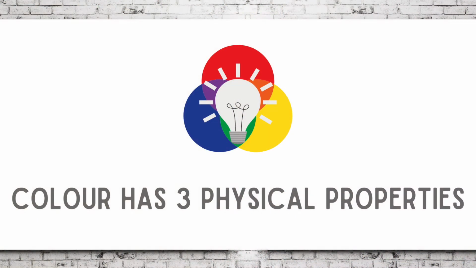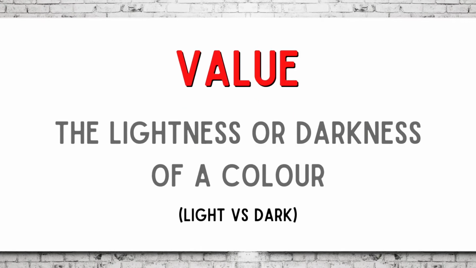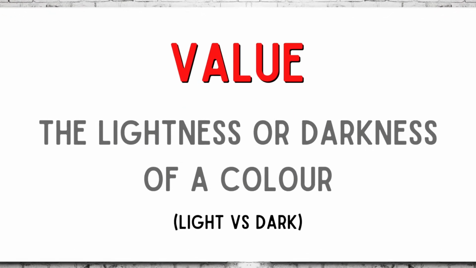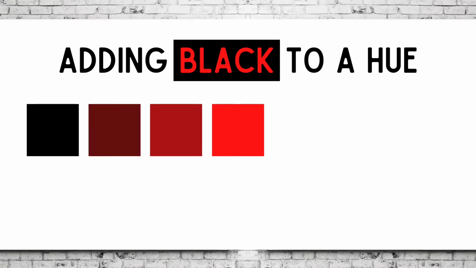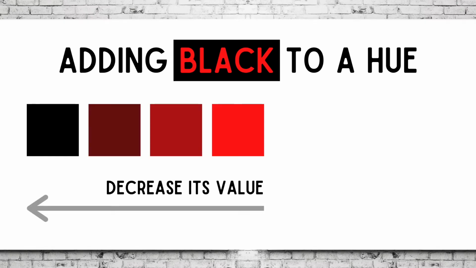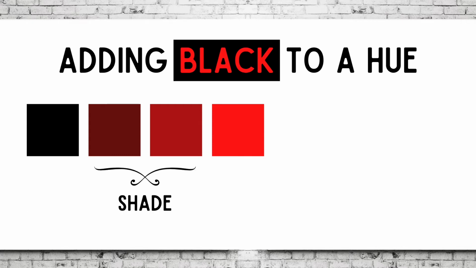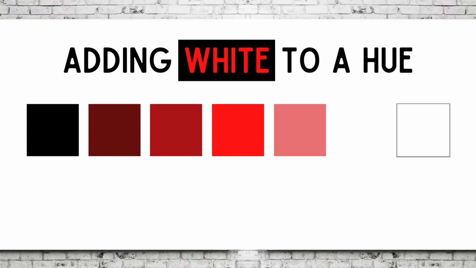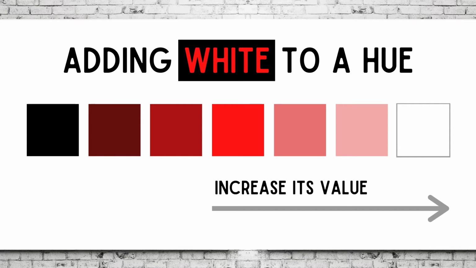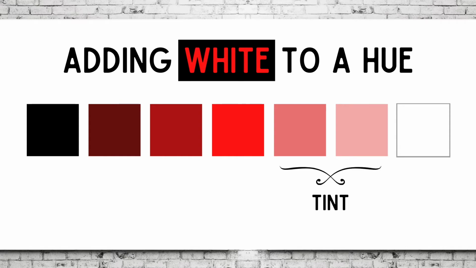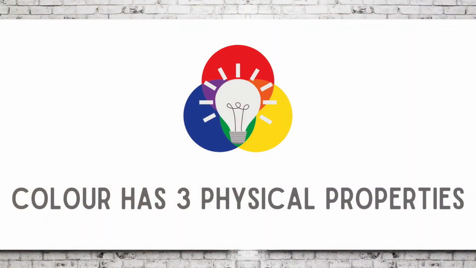The second property of color is value. Value is the lightness or darkness of a color. When we add black to a hue, we decrease its value, creating a darker color called a shade. And when we add white to a hue, we increase its value, creating a lighter color, which is called a tint.